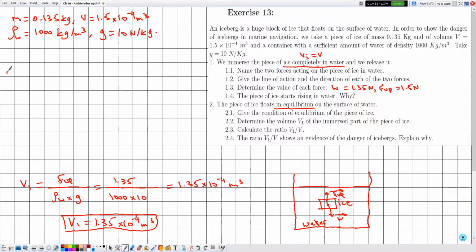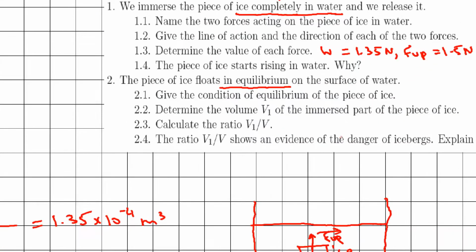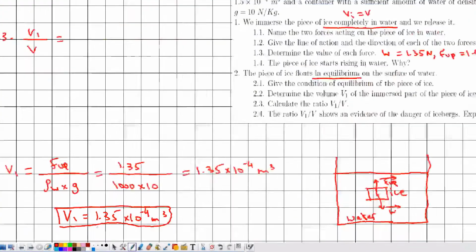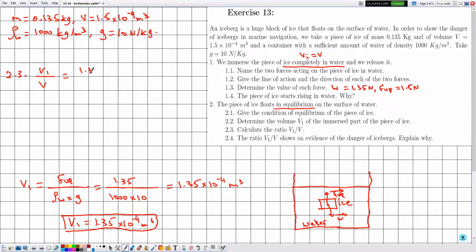Now in 2.3, calculate the ratio V1 divided by V. The value of V1 is given by 1.35 times 10 to the power minus 4 meter cube. And the volume V is given by 1.5 times 10 to the power minus 4 meter cube. Now, plugging this fraction on the calculator, the ratio V1 divided by V is given by 0.9. So therefore V1 divided by V is given by 0.9.